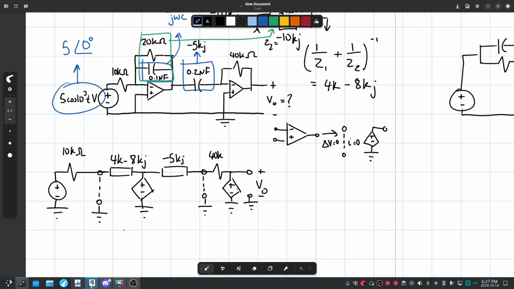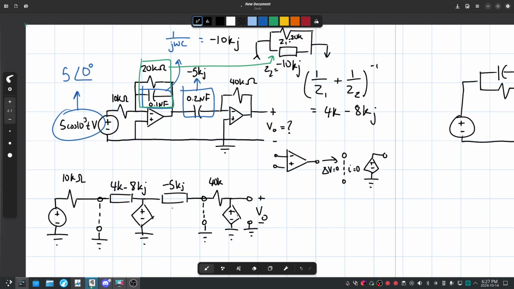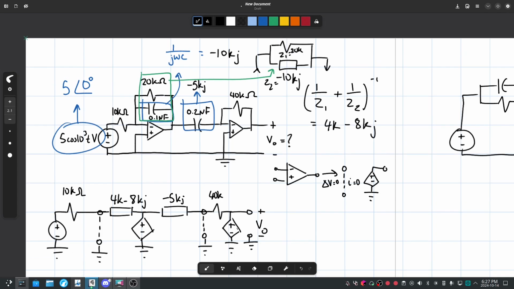Did the 20,000 resistor just get converted to 4K? Yeah, it's because it's in parallel. So if you look here, we have 20,000 on the top and negative 10,000 J on the bottom in parallel. And using impedance reduction, we can just turn it into a single impedance block of 4K minus 8KJ.